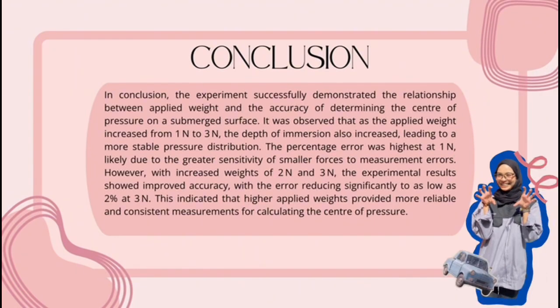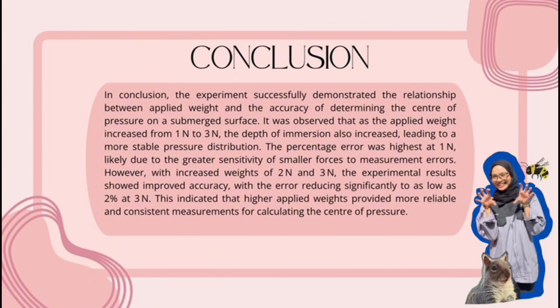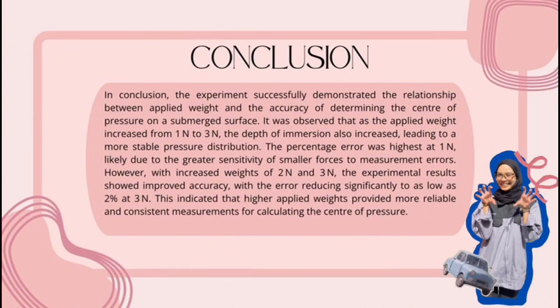The percentage error was highest at 1 Newton, likely due to the greater sensitivity of smaller forces to measurement errors. However, with increased weight of 2 Newton and 3 Newton, the experimental results show improved accuracy, with the error reducing significantly to as low as 2% at 3 Newton. This indicated that higher applied weights provided more reliable and consistent measurements for calculating the center of pressure.